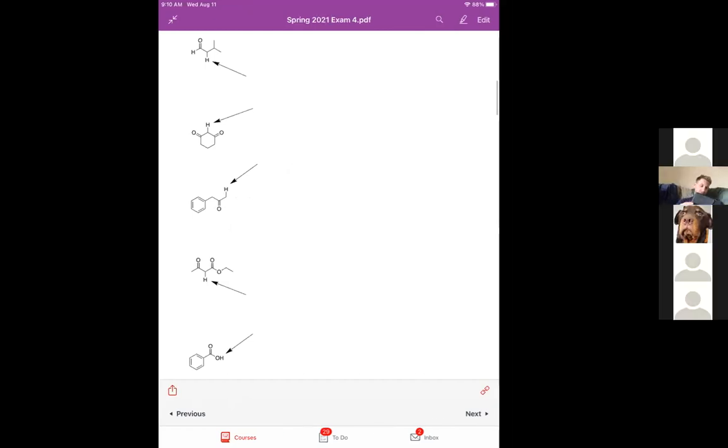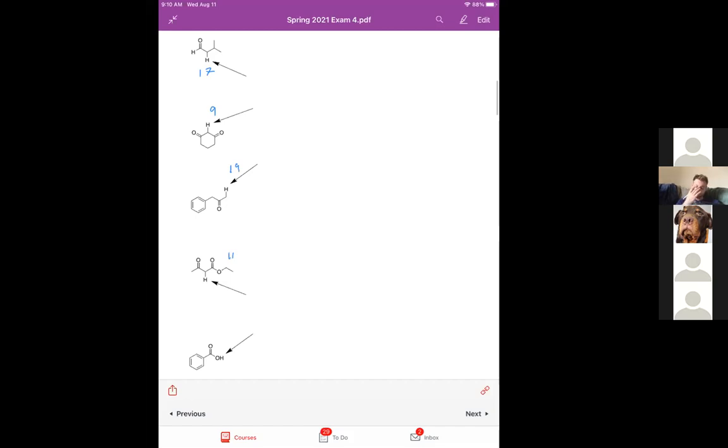All right, let's start taking a look at the spring one. So we're dealing with the same concept we were before, looking at aldehydes and ketones. We've got an aldehyde here, so it should have a pKa of around 17. Got a diketone, should have a pKa of 9. Regular ketone here, pKa of 19. Ketoester, so part ketone, part ester, should have a pKa of 11.